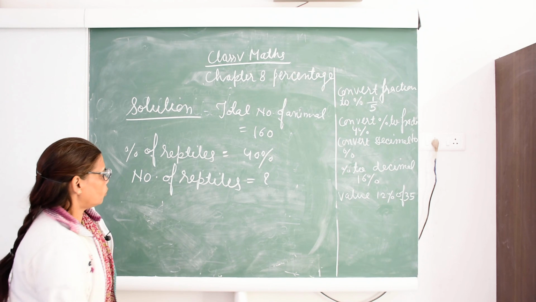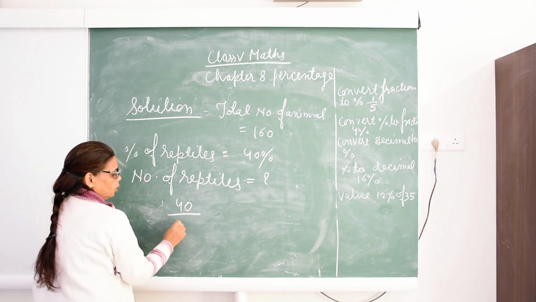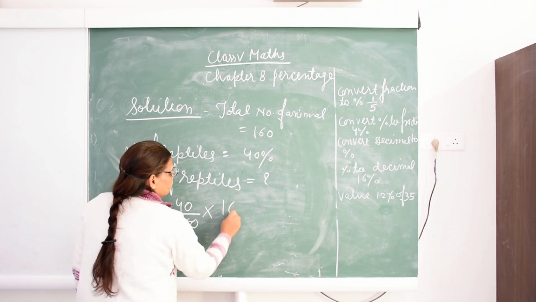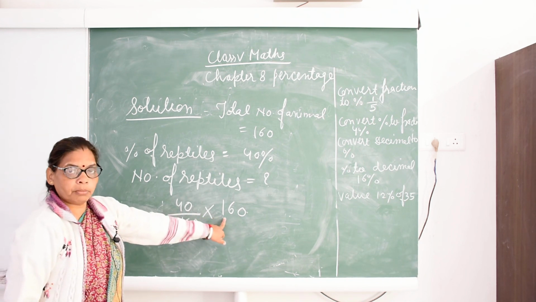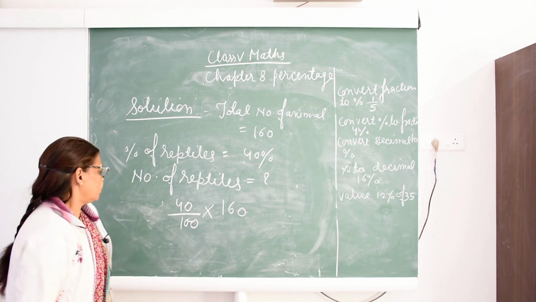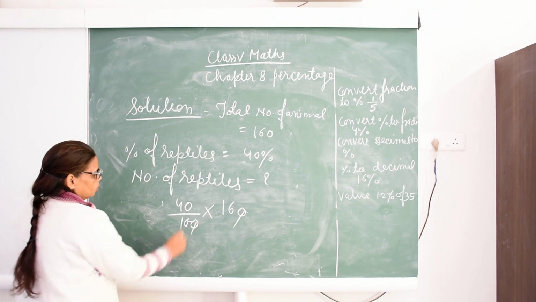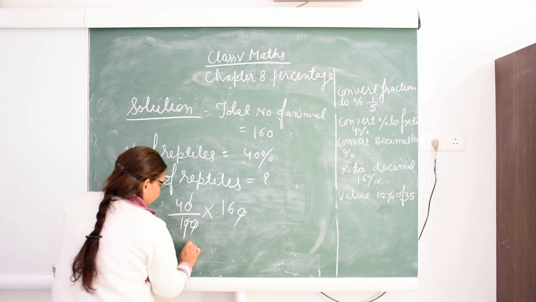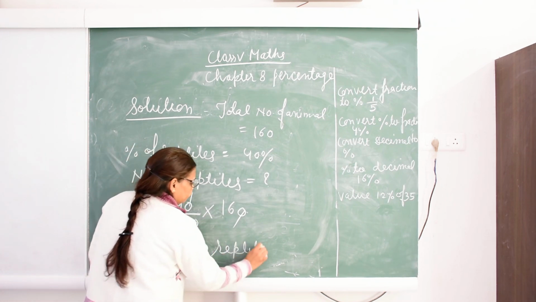Fine. So 40% is given here. 40% means 40 upon 100, multiplied by 160. Out of 100, 40 how many are in 160? So divide it, 0 0, here 0 cut, here 0 cut. Now 16 4s are 64 reptiles.